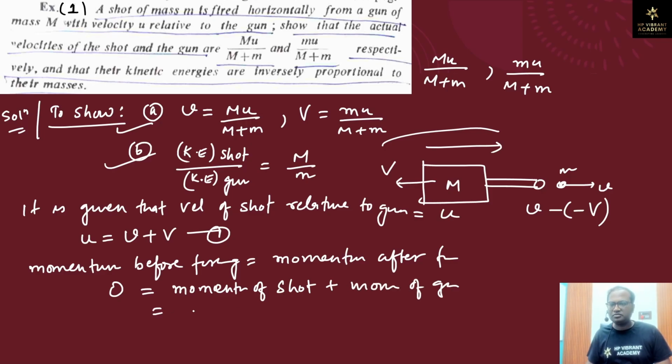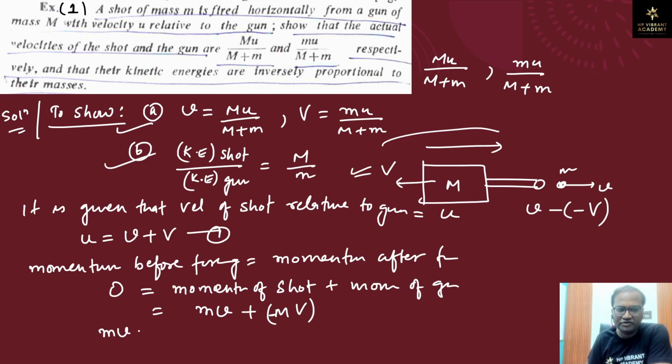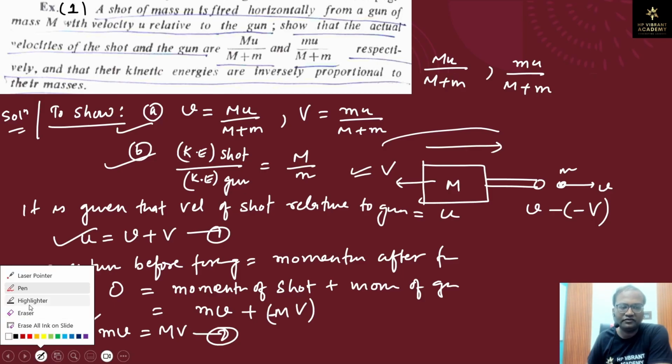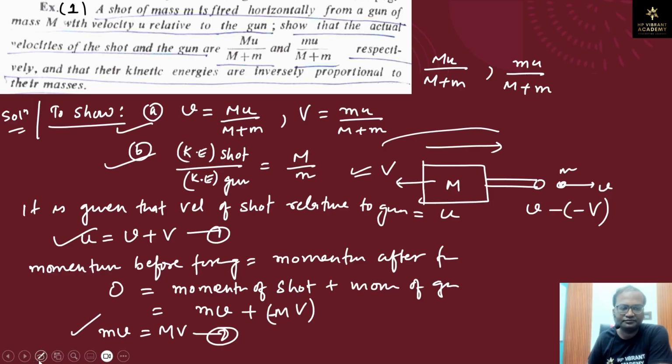So this will be equal to small m into small v, plus, since the gun moves in the opposite direction, capital M into capital V, which is minus MV. So we have small mv is equal to capital MV. This is equation 2. So let us solve these two equations for getting the value of small v and capital V.